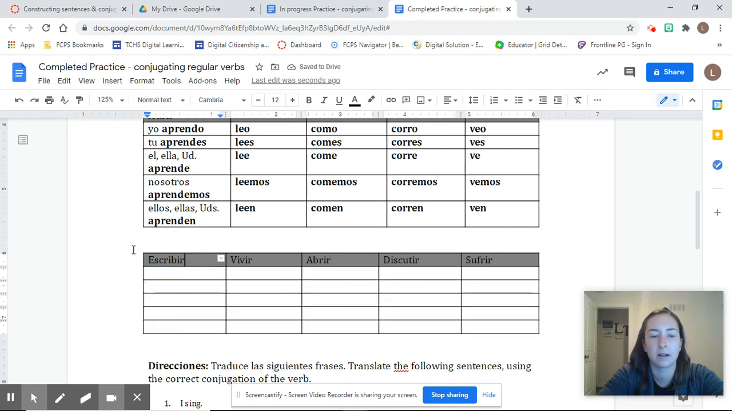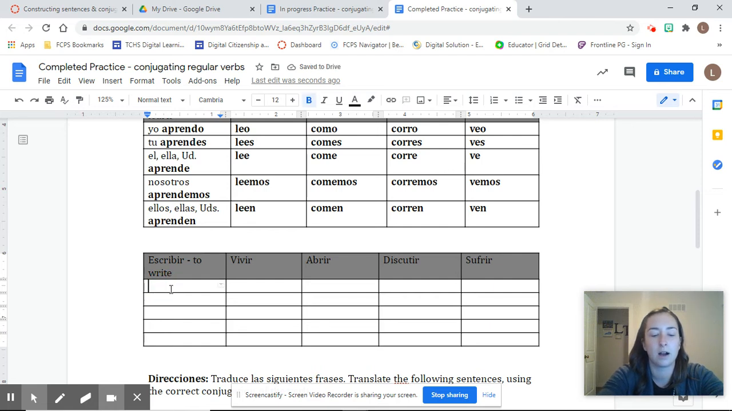Okay, escribir, IR verbs. Escribir is to write. Take the IR off. I'm left with ESCRIB. No IR. Yo ending is O. Yo escribo. Tú escribes. Usted escribe. Nosotros escribimos. Ellos y ustedes escriben. So same endings as ER, except for the nosotros form. Instead of being EMOS, it's IMOS. But everything else is the same endings.